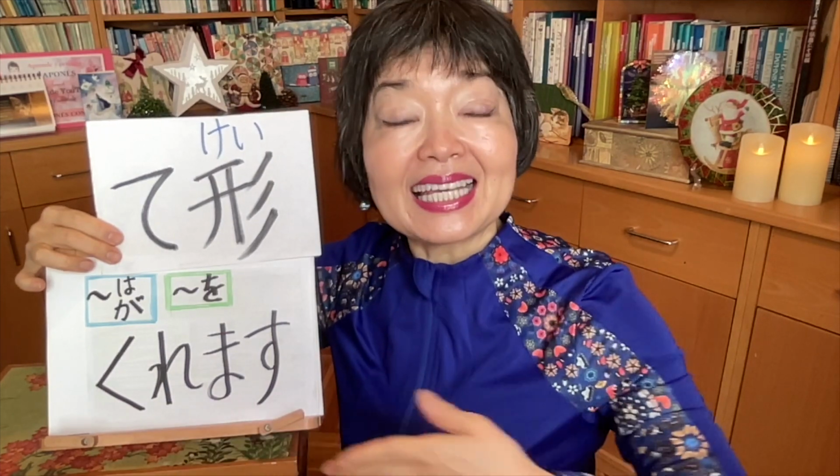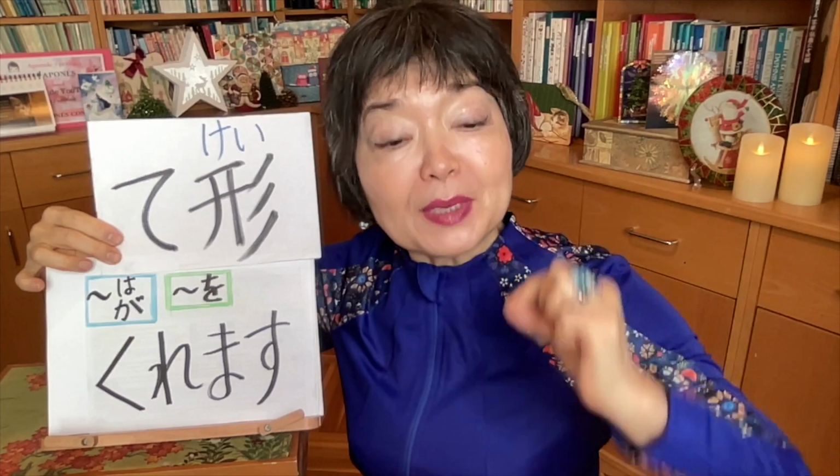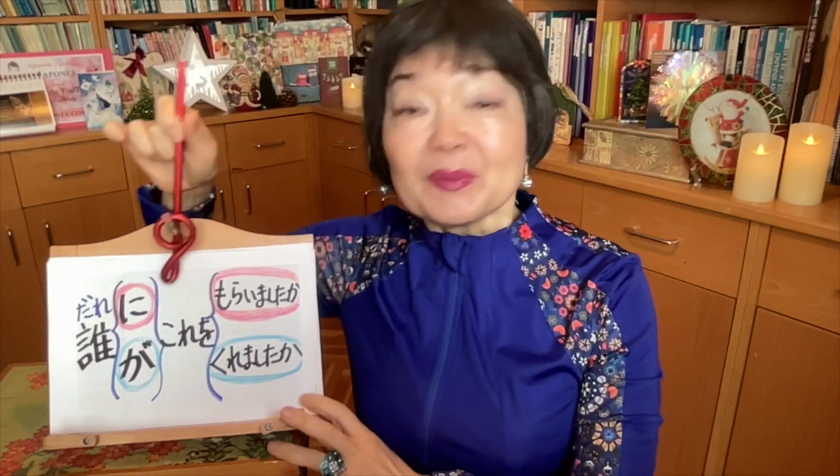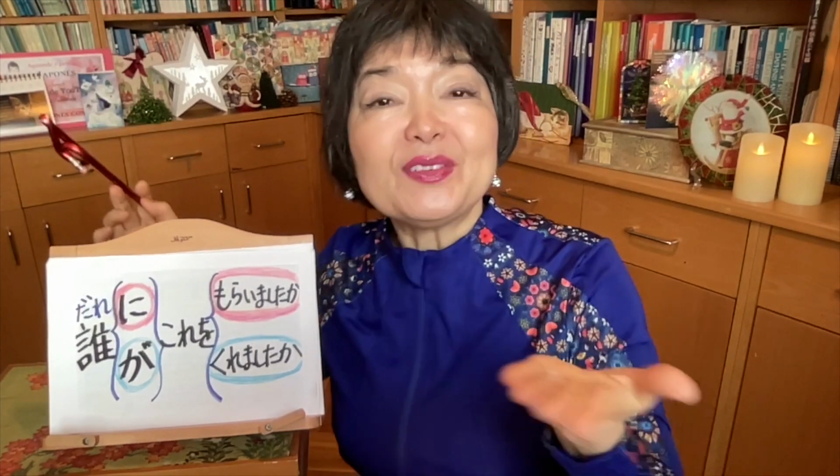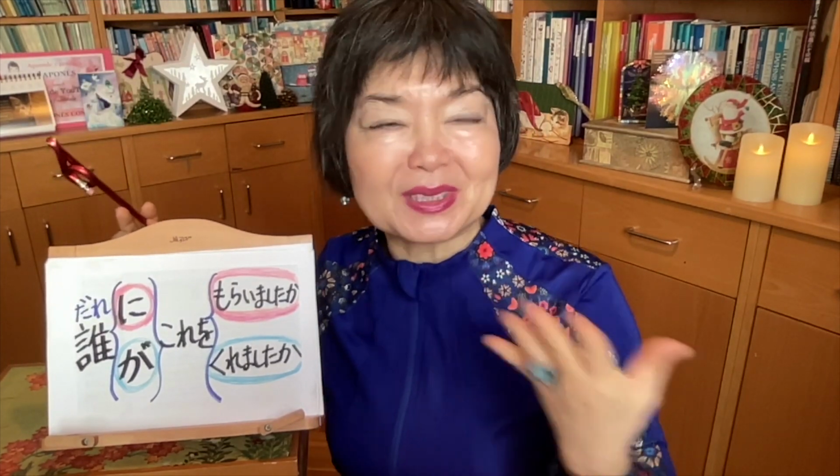Now we use te form of the verb. This is action and くれます. In this case, someone gives me not a present, not a thing, but someone gives me some action. Another difference between もらいます and くれます: with もらいます, I received some favor from someone.